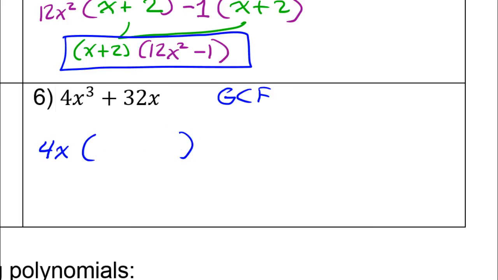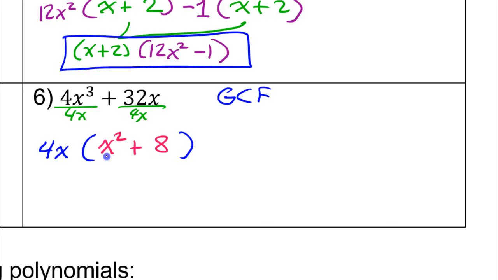Now, if I take that GCF and I divide with it, that's going to tell me what goes inside. The 4s would cancel. X to the third power divided by x would be x squared. 32 divided by 4 is 8. And the x's would cancel. So, this is what you have once you pull out the greatest common factor.